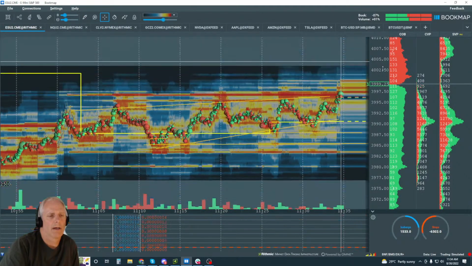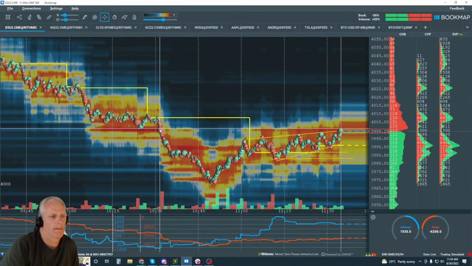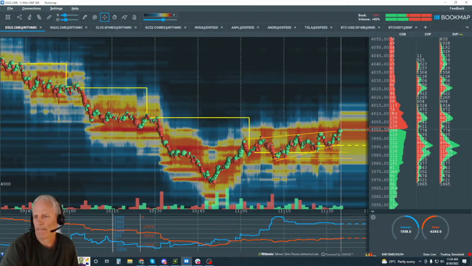Okay, and let's zoom out. Okay, well, this is the first area here, 4,000. Next one is up here at about 08. Okay, previous point of control, and the swings up here.